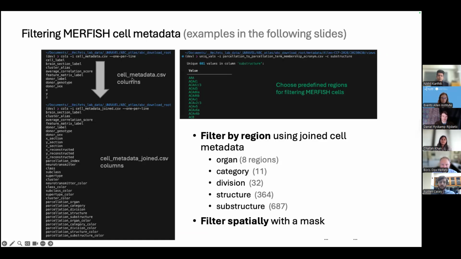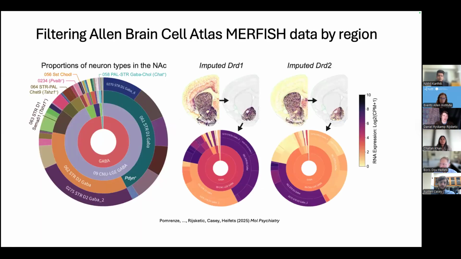And so after we identify regions of interest or hotspots, we use this cell metadata CSV file from the Allen Institute to basically look at what cells are present. Each row in that CSV represents a cell, and it's richly annotated. As per their documentation, we add to it a bunch of other columns to do things like filter by region. It's relatively trivial to filter the data by region, but it's more complicated to develop a way to spatially filter the data using a mask. So I'll show an example of each.